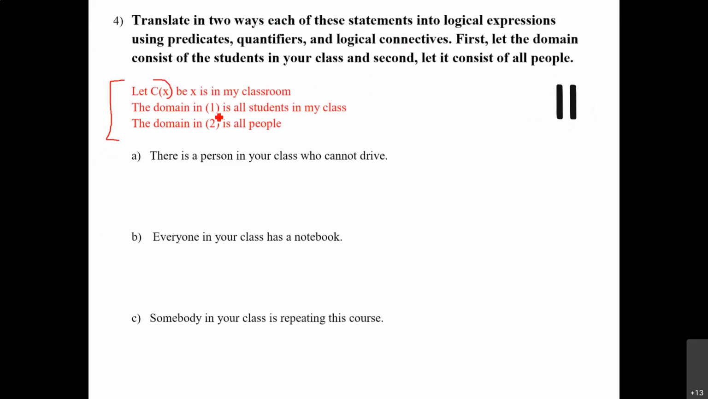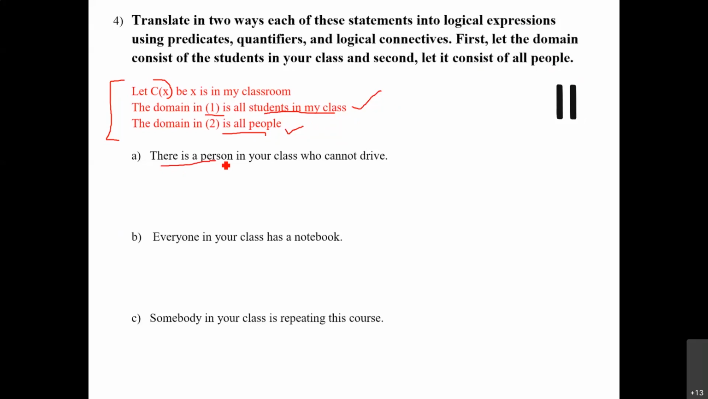Two domains. First one, all students in my class. Second one is all people. Okay? If we're working in the first domain, that means X is just people in your classroom. The other one is just everyone in the world.